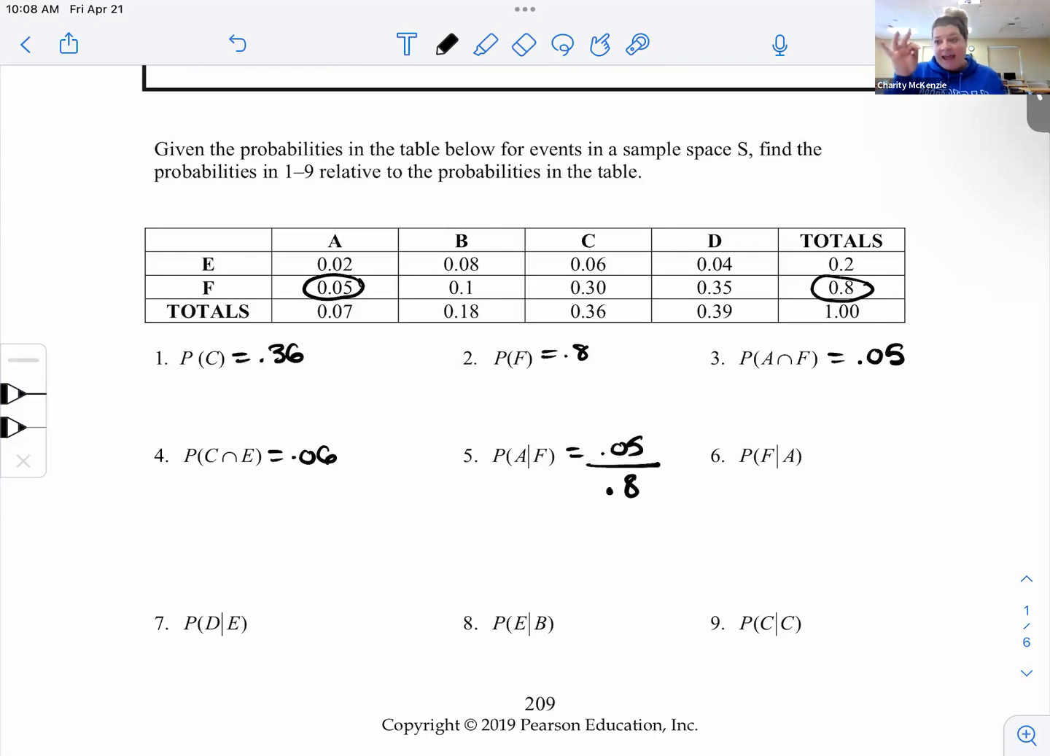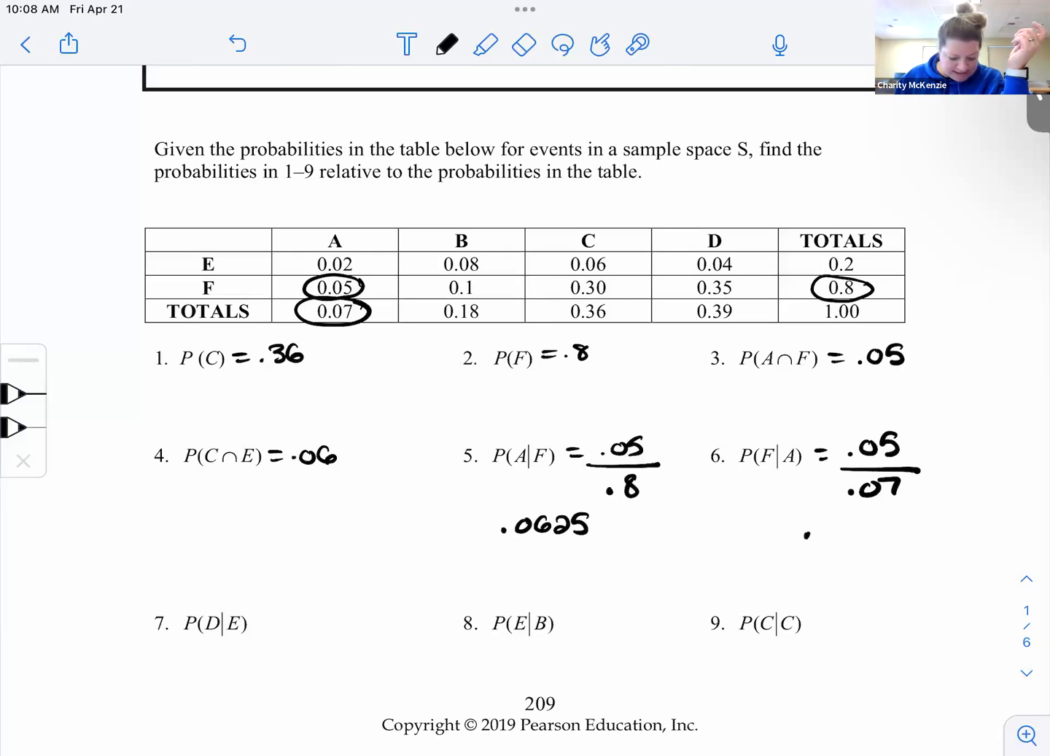Now, if it went the other way, the numerator stays the same. F and A still intersect at 0.05. And now the total would be the totals of A, which is this one, 0.07. Now we need to divide these because we don't like to see a decimal and a fraction like that. So I'm going to get out my calculator. 0.05 divided by 0.8 is going to give me 0.0625. Okay. And 0.05 divided by 0.07.